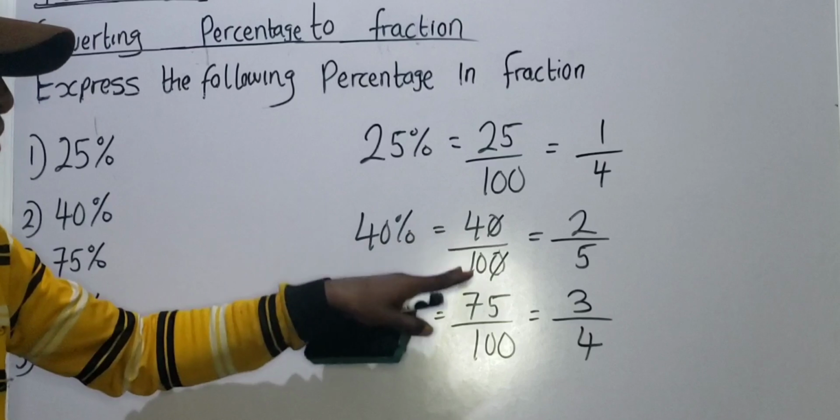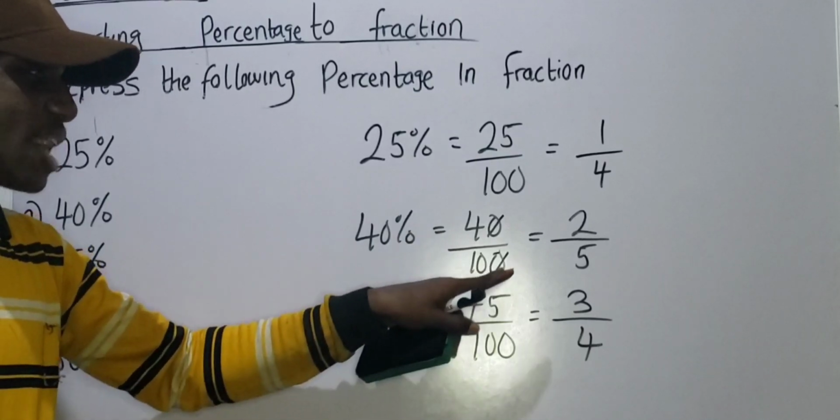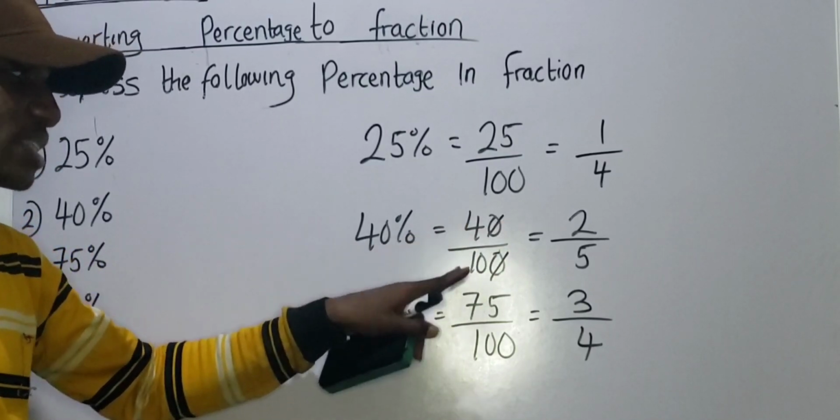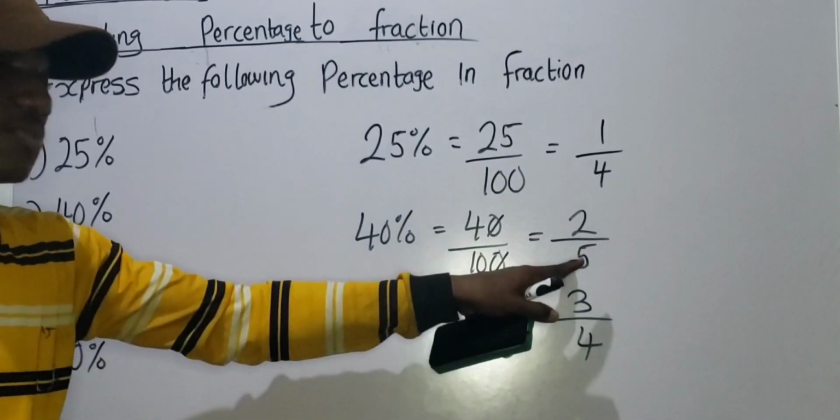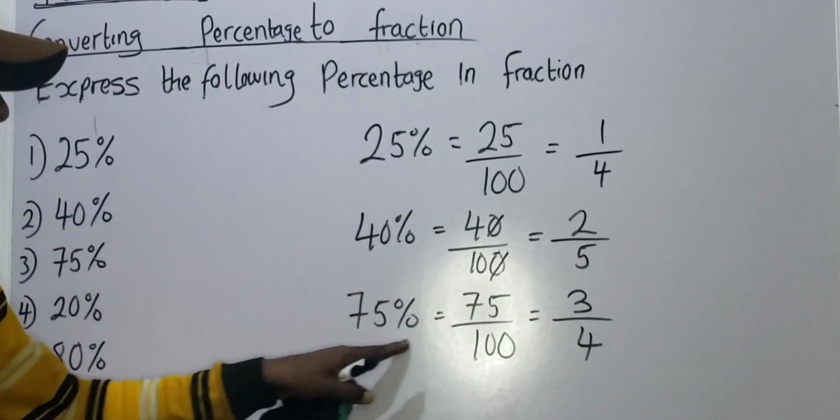40% is what? 40 over 100. I reduce it, I cancel 1 zero. So I'm left with what? 4 over 10. Then I divide both the numerator and denominator by what? 2. You understand? So I reduce the fraction to this point. Now the next one is what?